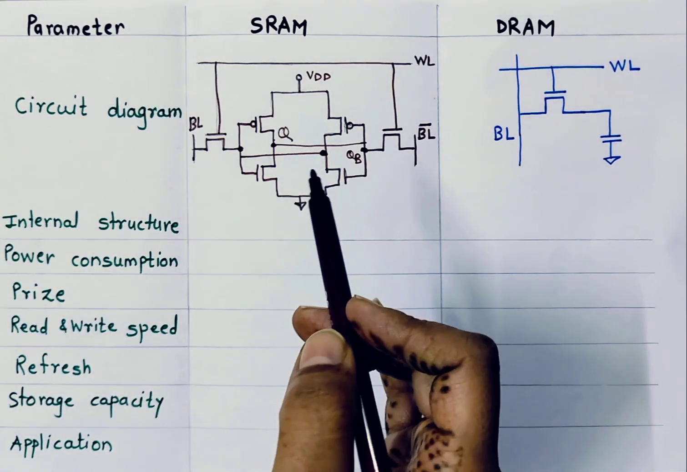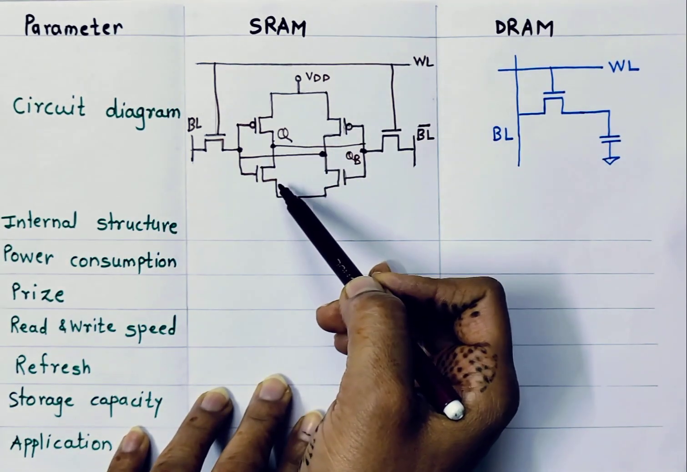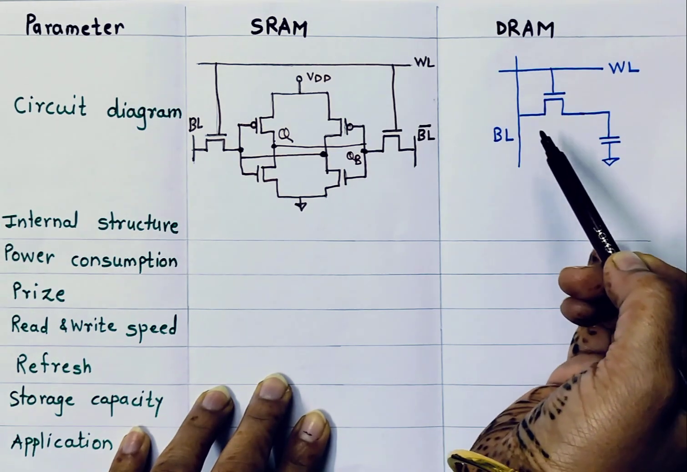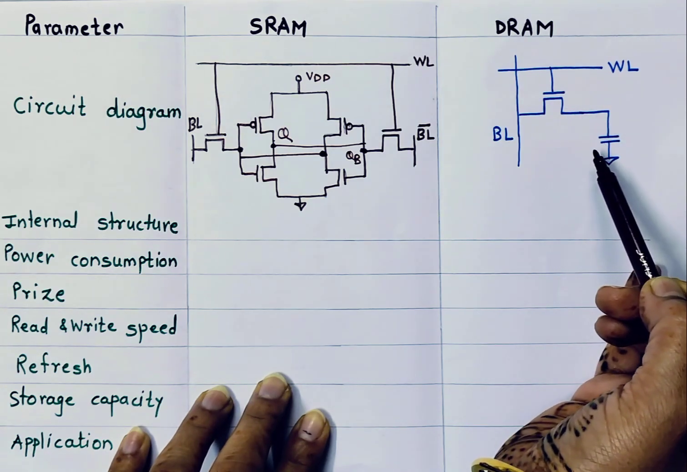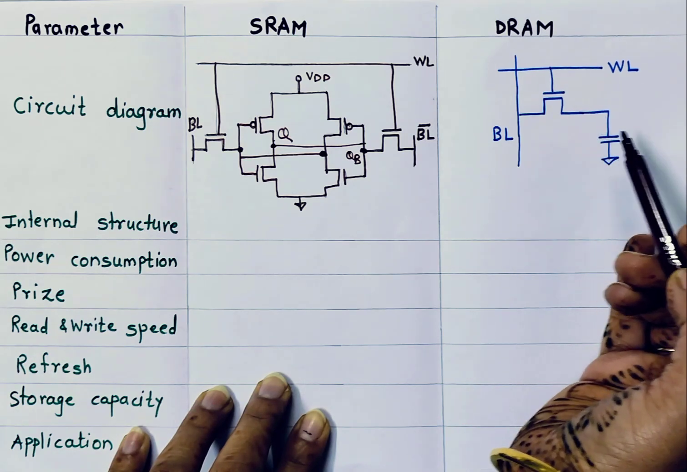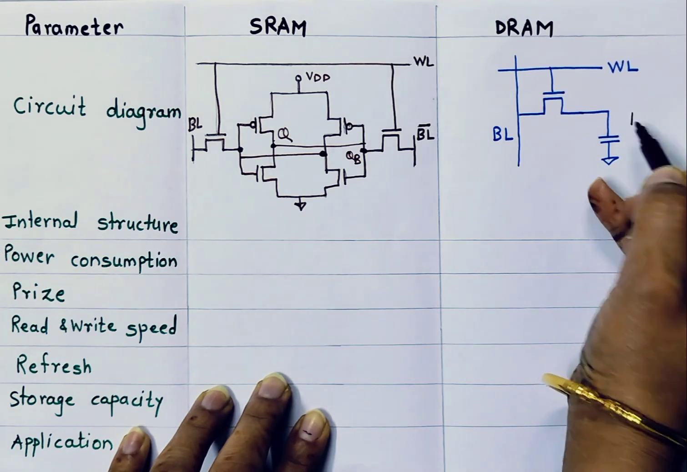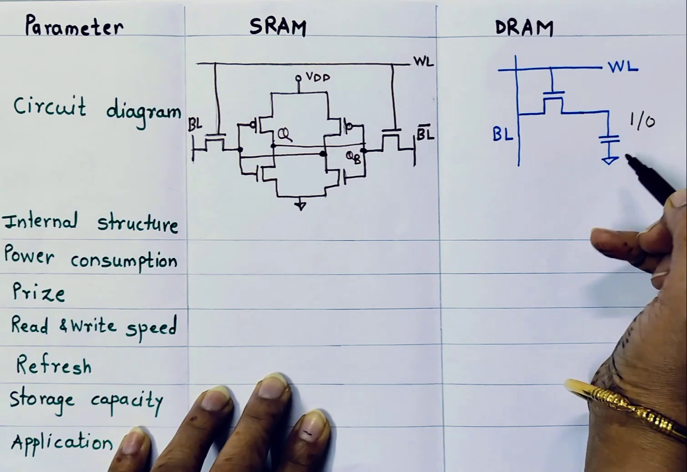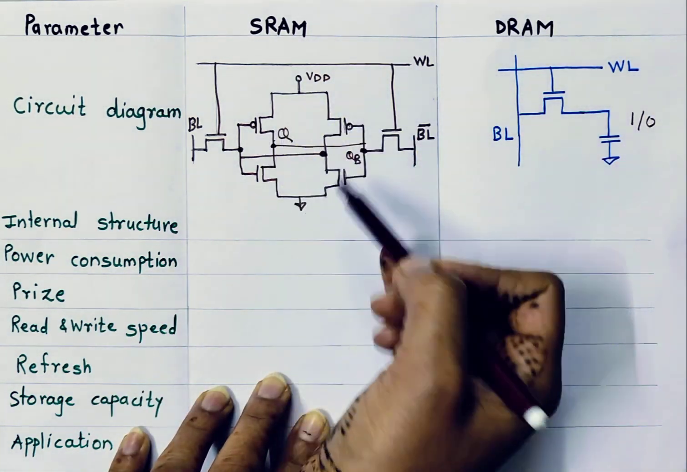So, this is the circuit diagram of a 6 transistor SRAM cell, and this is the diagram of a DRAM cell. DRAM consists of only one transistor and a capacitor. Here, in case of DRAM, the bits will get stored in the capacitor. A fully charged capacitor indicates 1, whereas a discharged capacitor indicates 0. And here data will get stored in transistors.